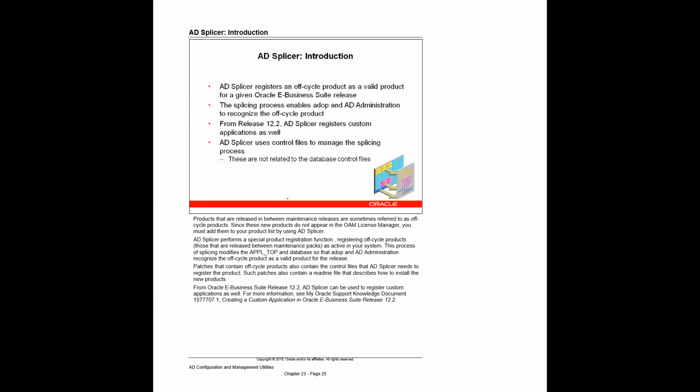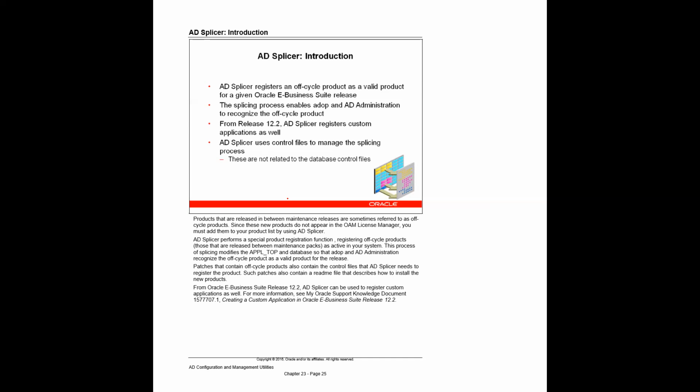The next one is AD Splicer. This is like, if you want to add a new product. For example, you're in 12.2.8, and in the market, 12.2.11 or 12.2.12 has come. In that, there is one product, and you want that product. But you don't want to upgrade, but you want that product. Then you can do that using this AD Splicer.